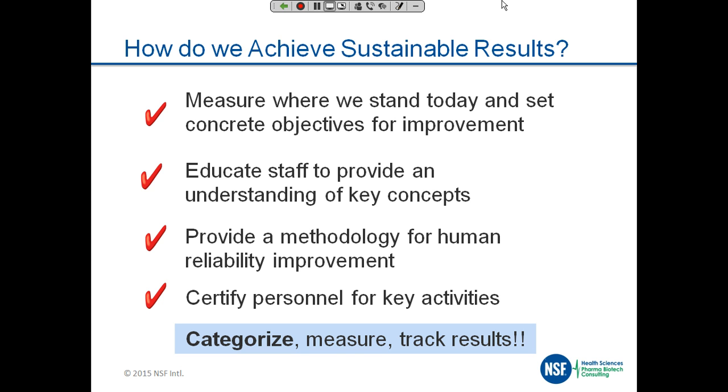If we do these things where we know where we are today, we have a baseline, we educate, provide some tools, and certify people so that we know they understand this content and are doing things in a way so that they can embed that understanding in their actions, we're going to see improvement. And then if we categorize in a meaningful way and we track, we're certainly going to see improvement over time.